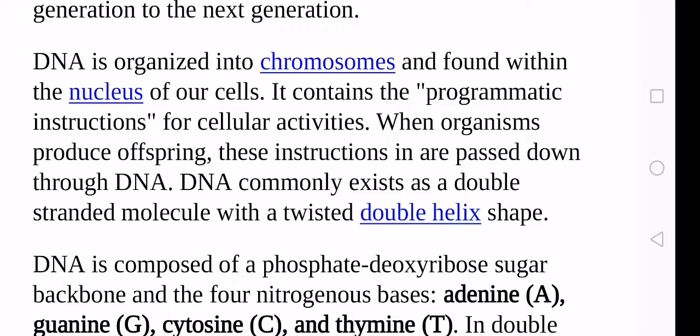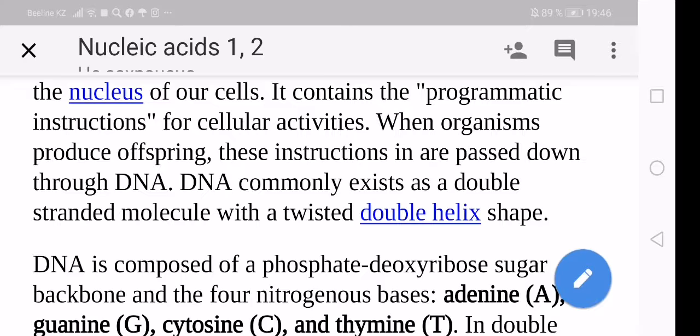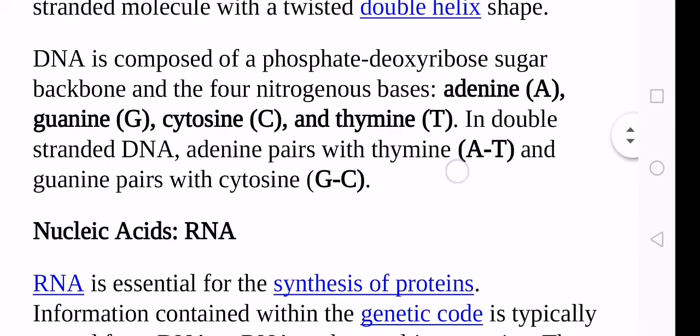DNA commonly exists as a double-stranded molecule with a twisted double helix shape. DNA is composed of a phosphate-deoxyribose sugar backbone and the 4 nitrogenous bases: adenine (A), guanine (G), cytosine (C), and thymine (T). In double-stranded DNA, adenine pairs with thymine (A-T) and guanine pairs with cytosine (G-C).